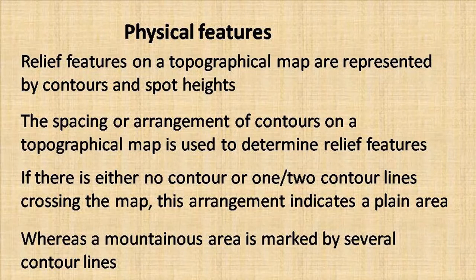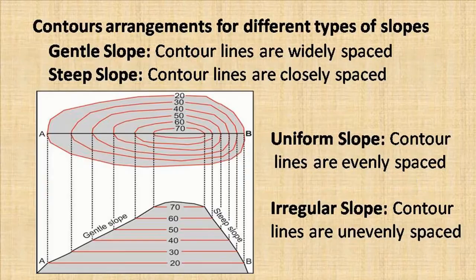For example, if there is either no contour or one or two contour lines crossing the map, this arrangement indicates a plain area, whereas a mountainous area is marked by several contour lines. So it is essential to have a sound knowledge of contour arrangement so that we can accurately identify, locate, and describe various features of a topographical map. So let us study the contour arrangements for different types of slope.